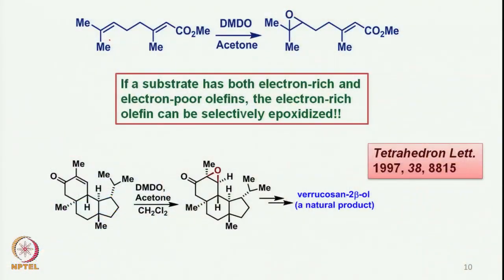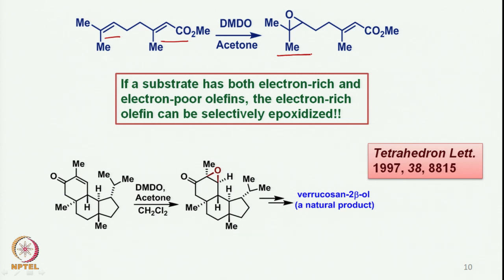So this is how one can carry out various kinds of reactions of different olefins that can lead to the corresponding epoxide formation. Now if we have a substrate which has both electron rich and electron deficient olefins, such as here, where this is an electron rich and this is an electron deficient olefin, obviously the electron rich would react faster than the electron deficient, therefore the epoxide forms from this end of the molecule.